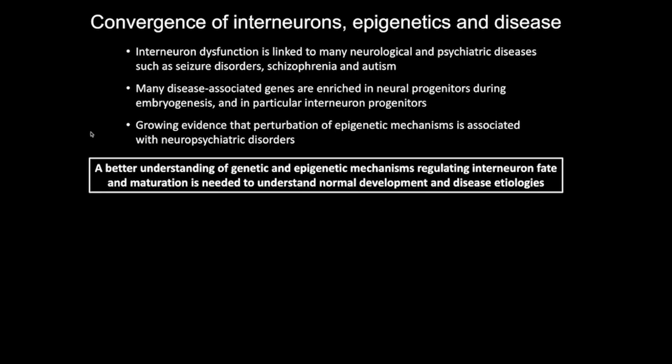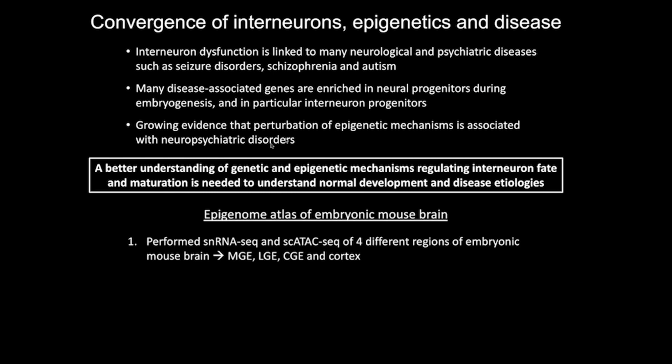So an important theme in my lab is that we believe that a better understanding of both genetic and gene regulatory mechanisms that give rise to interneuron fate and maturation is critical for our ability to understand the normal development of these cells and also what might go wrong in disease etiologies. So my lab took an approach to better characterize the state of these cells in the embryo as they're making these critical cell fate decisions early on.